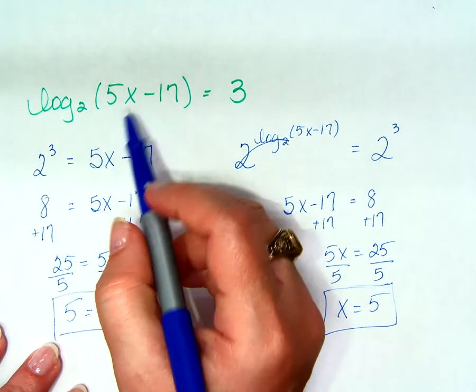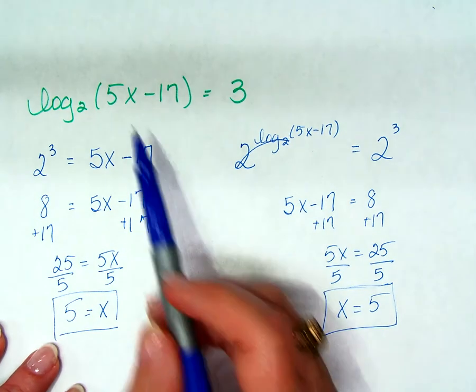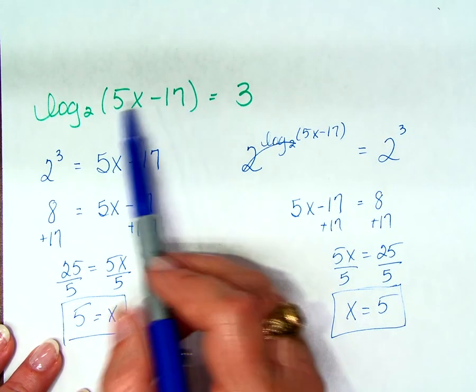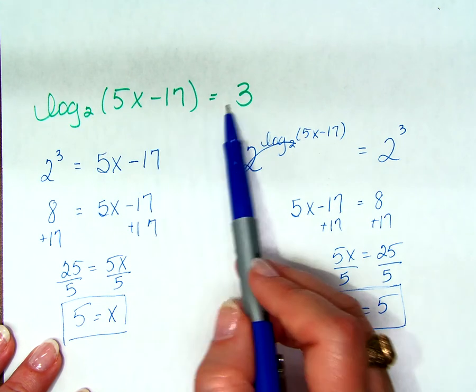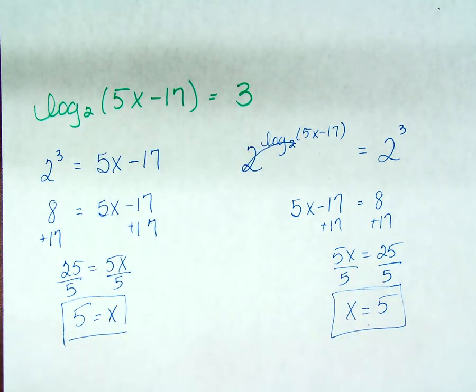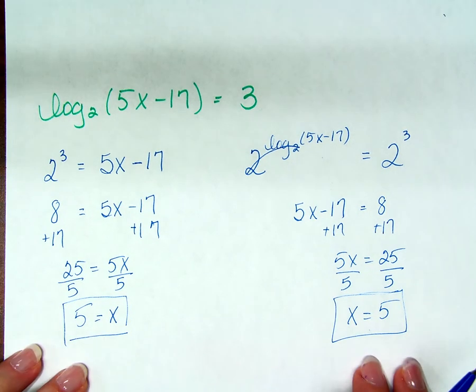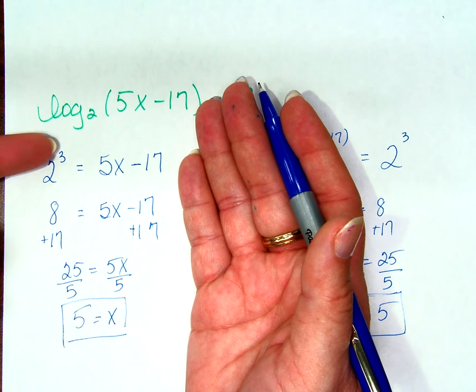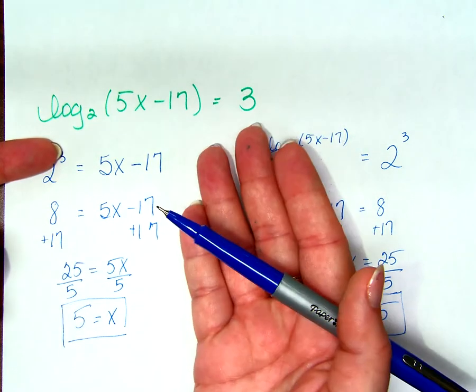Again, if I plug 5 back in here, think about it this way: that's 25 minus 17, that's 8. So I have log base 2 of 8 equals 3. 2 to the third power equals 8, so I know that 5 is the correct answer. There are 2 or 3 different ways to check your answer. One way I did in my head, one way I did in the calculator, and either way the answer is 5.